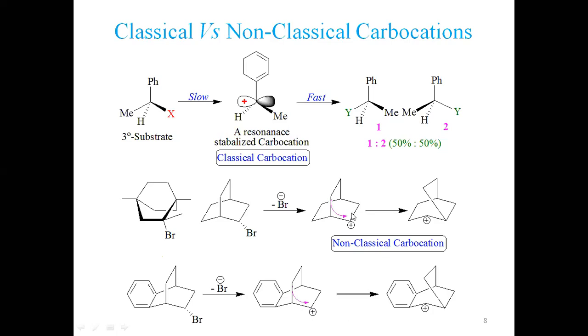It was opposite in this case. But both of these are non-classical carbocations. This is a non-classical carbocation because it is being stabilized by a sigma electron pair, not by a pi electron pair. These are called non-classical carbocations. So hopefully you are familiarizing yourself with the difference between a classical and a non-classical carbocation.